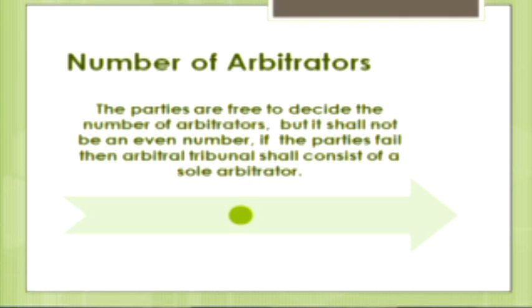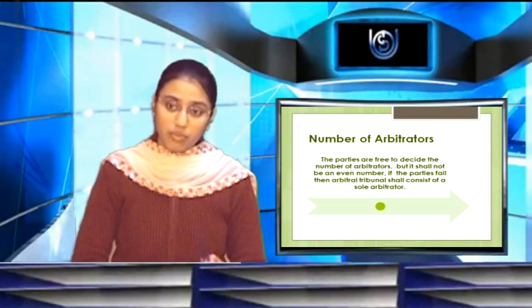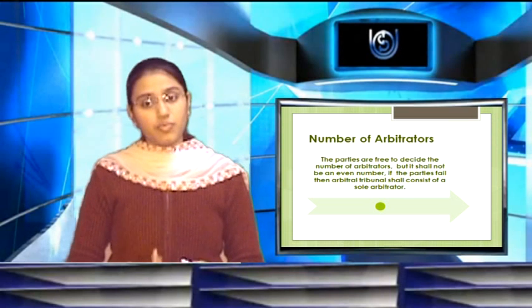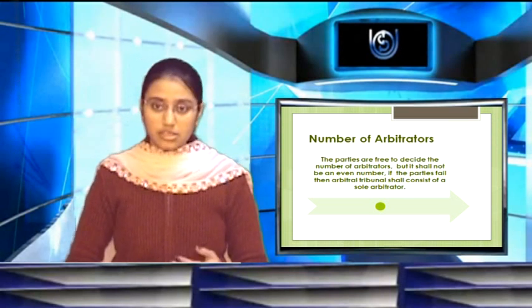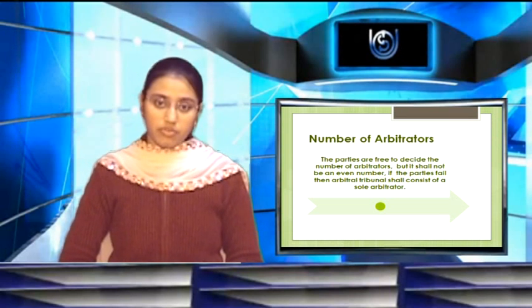If we talk about the number of arbitrators used in the particular practice, the parties are free to decide the number of arbitrators. They have a full right to decide, but it shall not be an even number. So if the parties fail, the arbitral tribunal shall consist of a sole arbitrator. So in that case, there is one condition, that the number of arbitrators can't be even, but yes, parties are free to decide the number of the arbitrators.